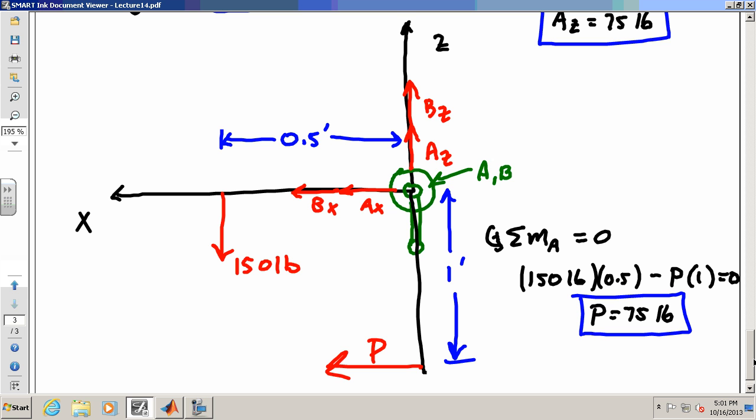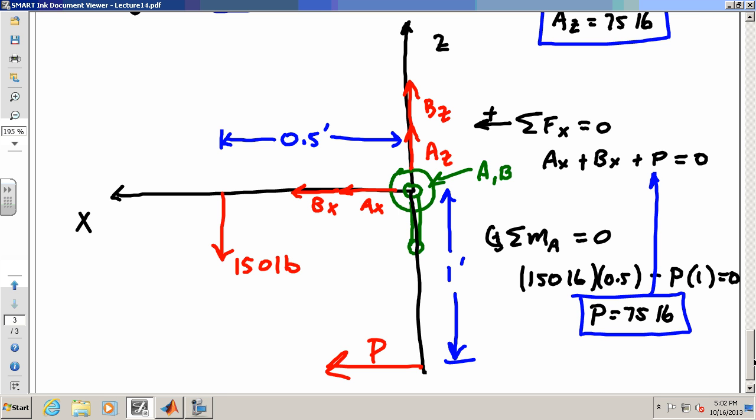How about AX and BX? Can we solve that? Well, we really can't, right? Because we can write this: sum of the forces in the x direction equals 0, so AX plus BX plus P equals 0. And we know P is 75 pounds. But that doesn't help us solve AX or BX, right? So what do you think I have to do to solve AX or BX? Draw the other picture.